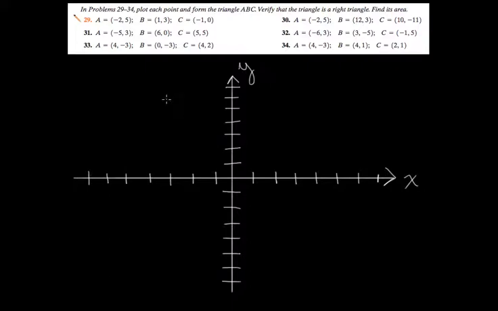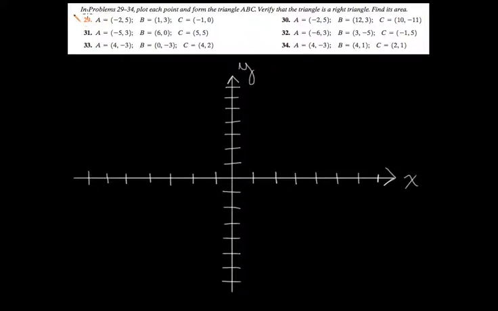Okay, we're doing Sullivan's Precalculus, and we're at the end of section 1.1 doing the exercises. Here I've screenshotted from my PDF version of the textbook questions 29 through 34, and they're all basically asking the same thing with different given points. It says plot each point and form the triangle ABC. Verify that the triangle is a right triangle and find its area. Okay. So this won't be too hard.